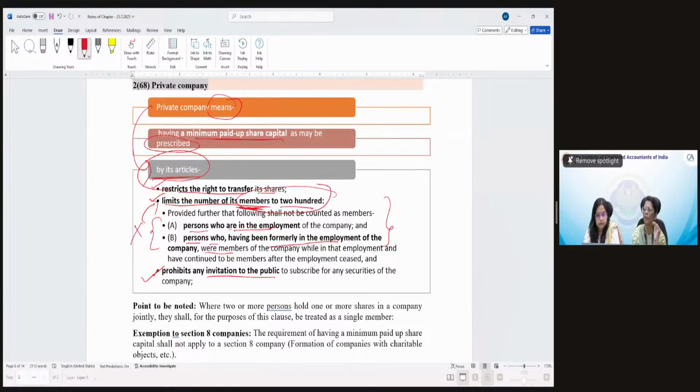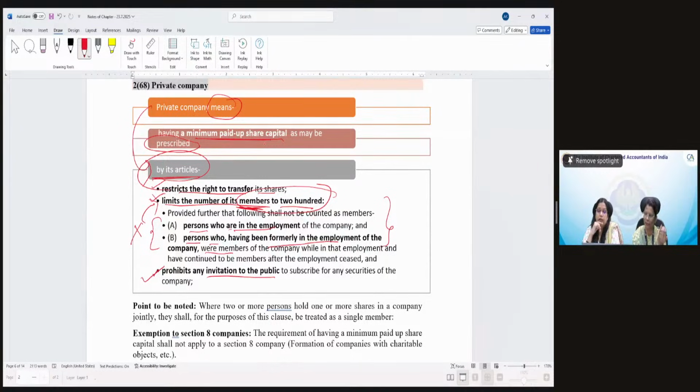Many times the questions in the exam test on the basis of this number of members, and they give different categories of persons over there. For example, a person who was in employment and has ceased but is still a member, or a condition may be given that the company has issued offers of shares to the public, and you must decide whether such a company can be considered a private company or not. If you are aware of the conditions, you can easily analyze the information given in the question and, with respect to the nature of the company they are asking about, give the answer.